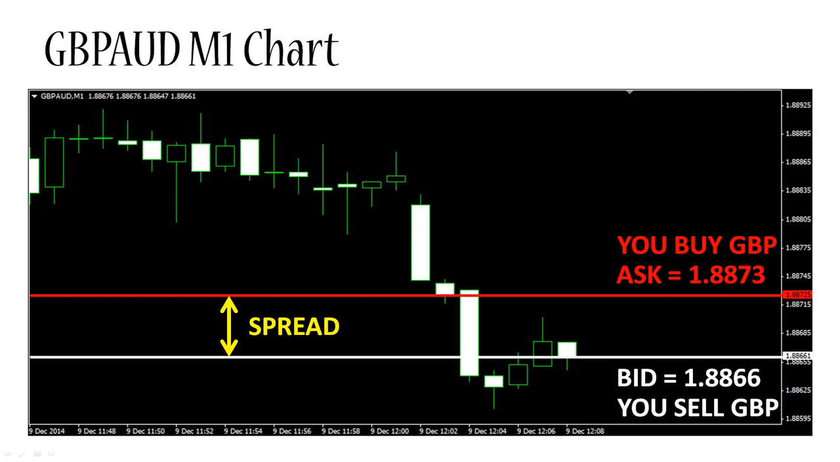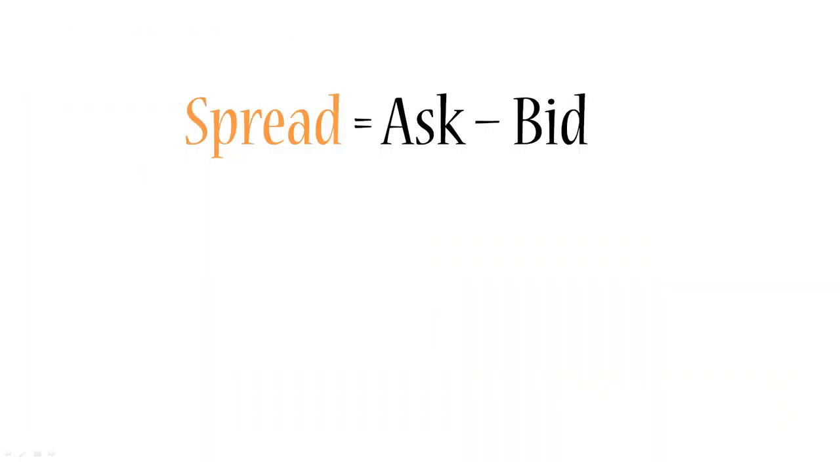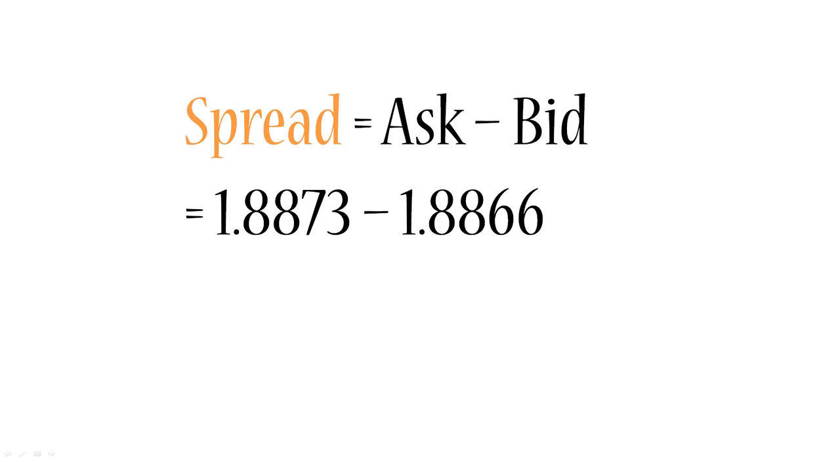So let's calculate the spread for this particular example for the British pound Australian dollar currency pair when the prices were as they're illustrated on this chart. So the spread is the ask minus the bid. That means 1.8873 minus 1.8866, and that means 0.0007. So that means less than 1 Australian cent. That is 0.07 of an Australian cent.